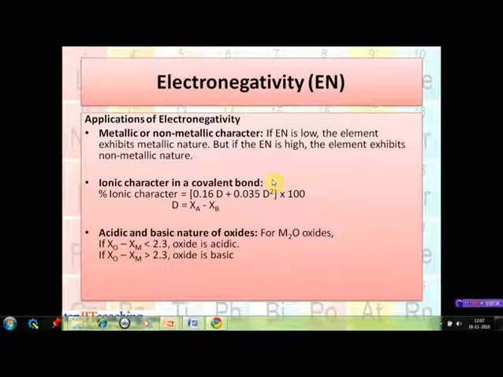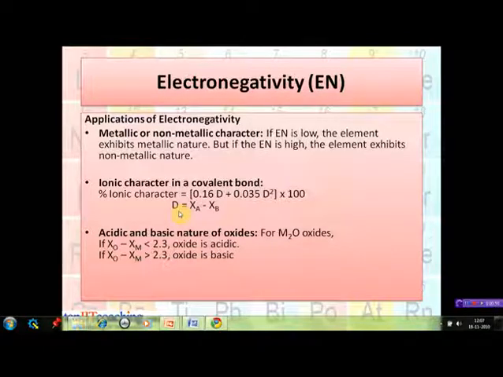The second important application is the ionic character in a covalent bond. So the percent ionic character in a covalent bond formed between atom A and atom B will be equal to (0.16 D plus 0.035 D square) into 100, where D is the difference between the electronegativities of A and B.